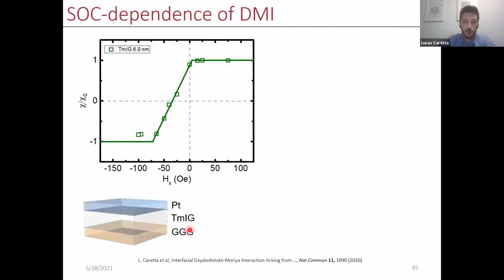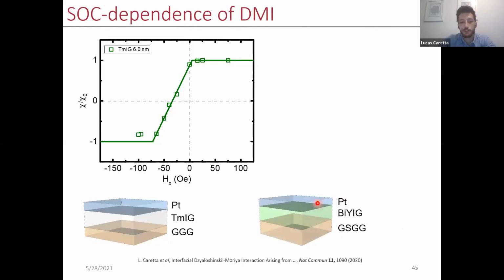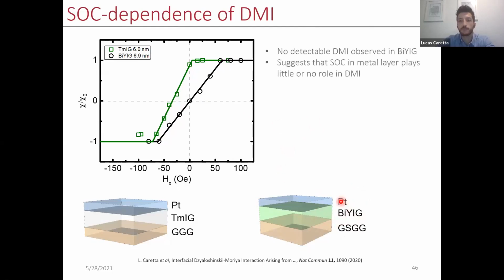We can also grow a film which actually lacks any rare earth. So if we take a different material system, this is bismuth substituted YIG, so there's no magnetic rare earth, what we find is that the DMI becomes negligible, it actually goes away. So the zero crossing here is actually at zero field. So these domain walls are inherently blocked. So this tells us that, once again, the platinum likely plays little role in the DMI in these systems, and that really it's the rare earth in these materials that is the main contributing factor to the DMI. So a lot of the spin-orbit coupling actually comes from the rare earth element and not the platinum.